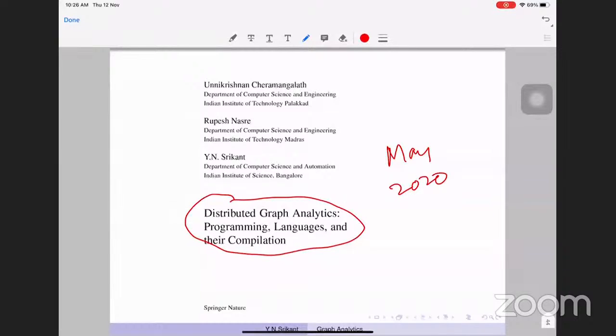And of course, Unnikrishnan was my PhD student who was actually the inventor of Falcon. And Rupesh Nasre is an assistant professor, now an associate professor in IIT Madras. So both were from IISc. Unnikrishnan was my student, and Rupesh Nasre was Professor Govindarajan's student in IISc. Thank you. I can take questions now.